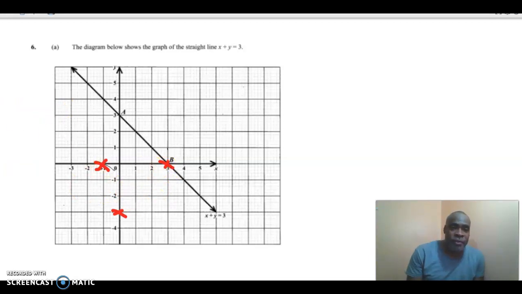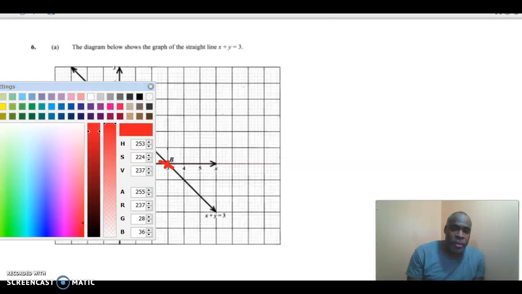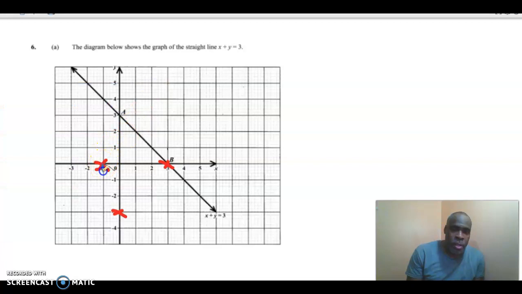So let's draw the graph, right? Can I reduce it? Use a different color. This is blue. So draw a graph right here. Good. This is like a hyperbola. Alright, so that is the graph itself. Something looking like that.